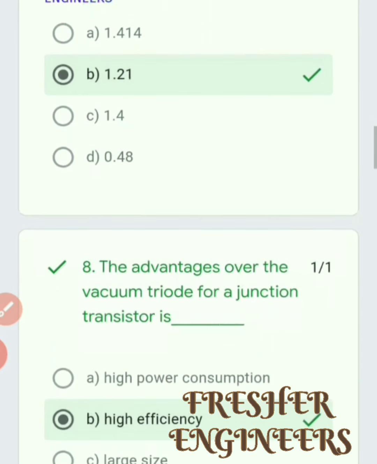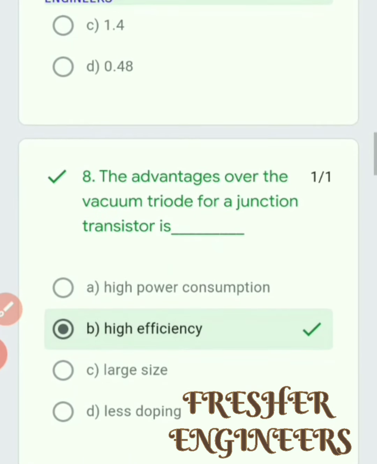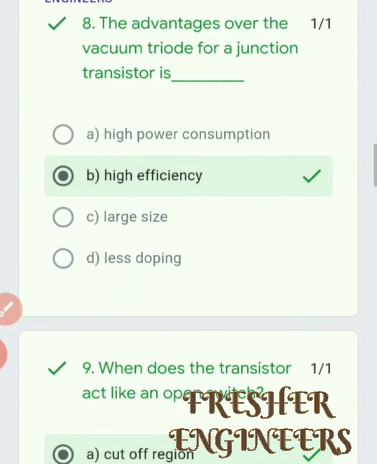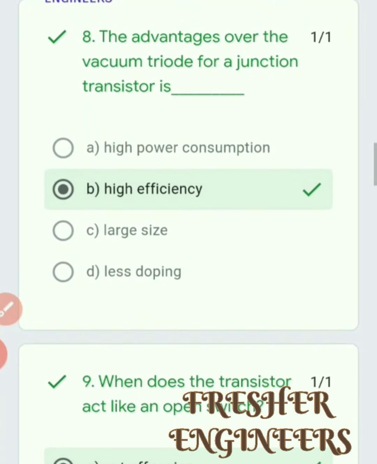The advantage over the vacuum triode for a junction transistor is B. The correct option is B, which is high frequency.